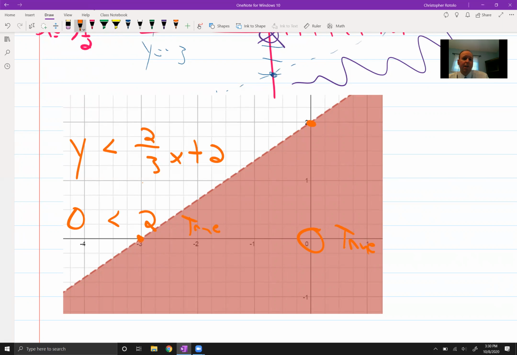Last thing I do is I double check the line. The line itself is dashed. So I'm going to leave it as y is less than 2/3 x plus 2, right? If this were a solid line that I put in yellow, we just put that equals 2 part on it. But otherwise, that is our final answer.